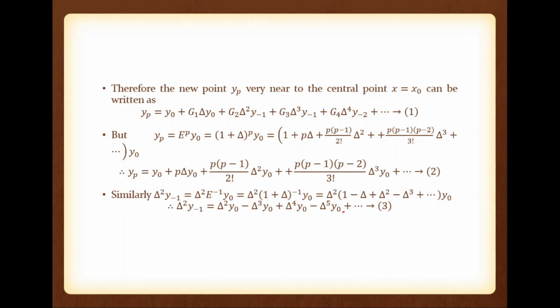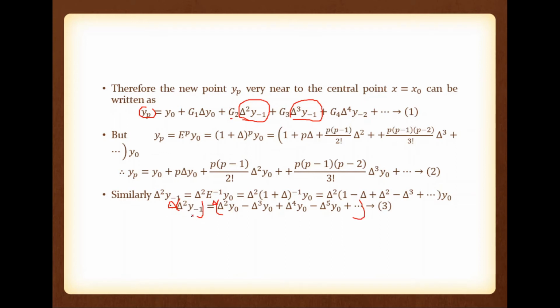So you can see that this particular term is replaced with equation number 3. So please note yp is replaced with equation number 2. Then this delta square y minus 1 is replaced with equation number 3. Similarly, we can replace delta cube y minus 1. These two have a relationship. If this one is delta square y minus 1, what is delta cube y minus 1? Take a delta outside. Add one more delta outside. So here we can add one more delta.